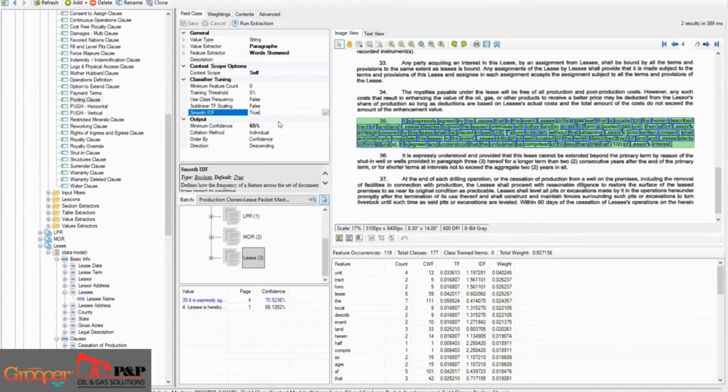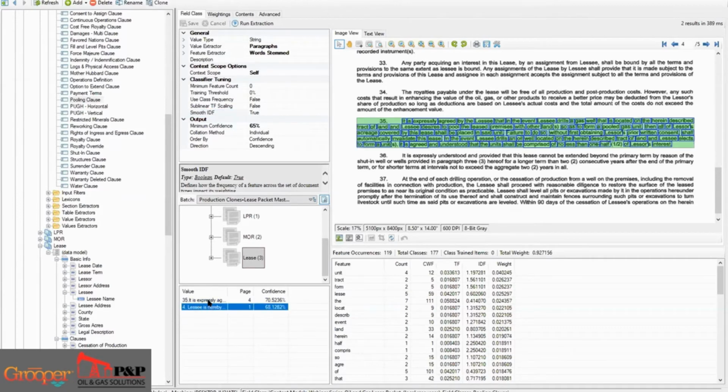So by feeding it examples and training it on these examples, I'm not just teaching it, these are the only words that are allowed. I'm teaching it, using these words, you can figure out that the intent of this paragraph is to convey a pooling clause. And so now I'm shown my 2 pooling clauses. I've gotten rid of any potential false positives.